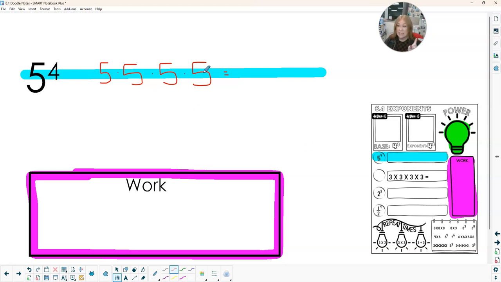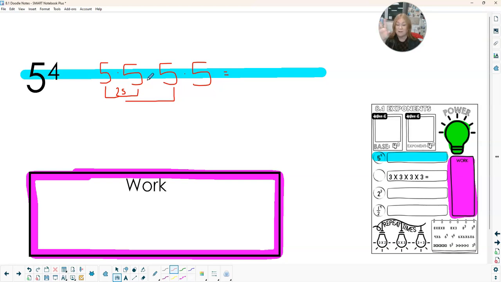Now, the biggest thing I see is people want to skip count 5, 10, 15, 20. We're not skip counting. We're not adding. That's adding. 5 more, 5 more. We are multiplying. Our numbers should be getting big fast. So we're going to connect these. 5 times 5 is 25. So I'm expecting to see our connection here. So now we're going to take 25 and we're going to times it by 5.